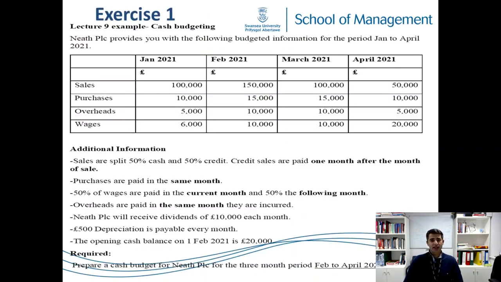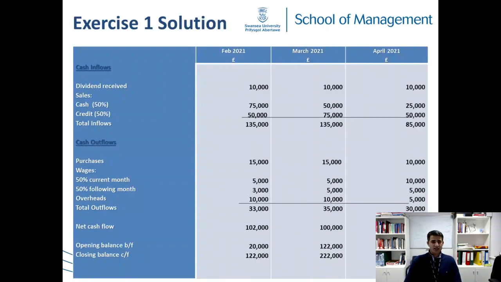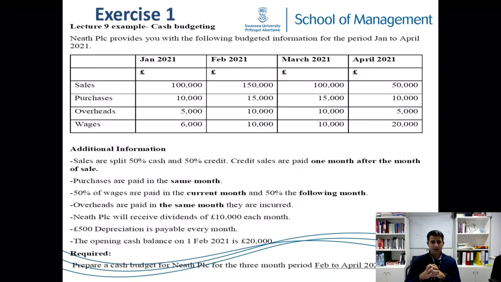When it comes to sales, the question tells us that 50% is cash, which they receive immediately, and 50% is on credit. The 50% on credit is paid 1 month after the month of sale. So first of all, in order to calculate cash sales, you need to multiply sales by 50%.